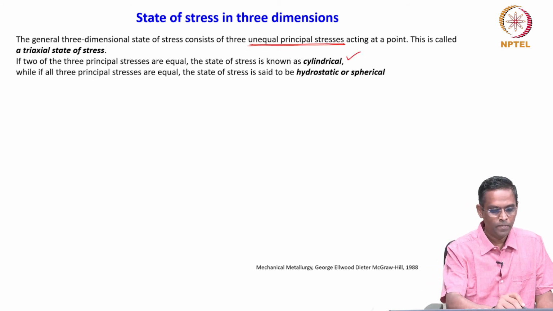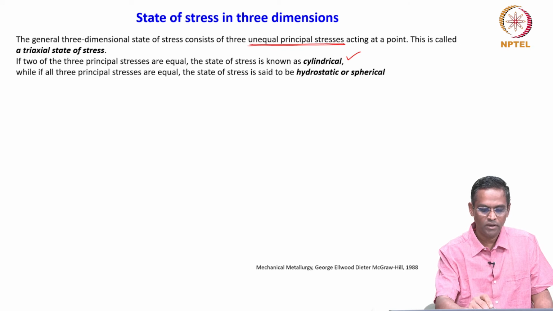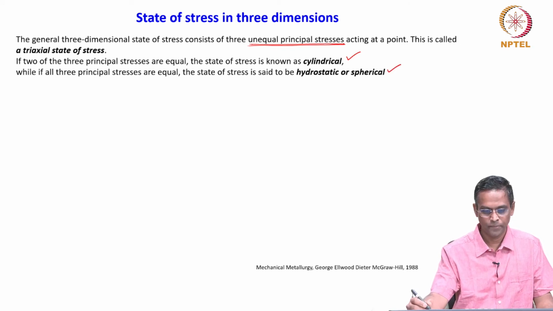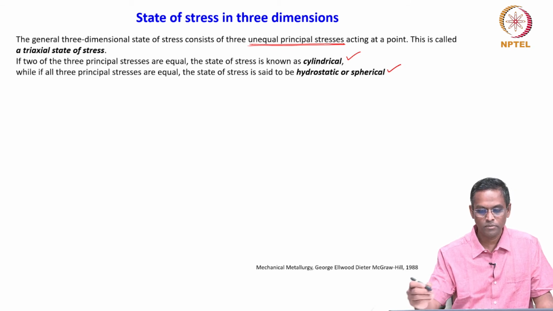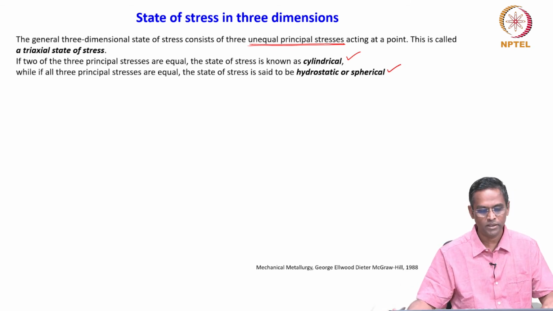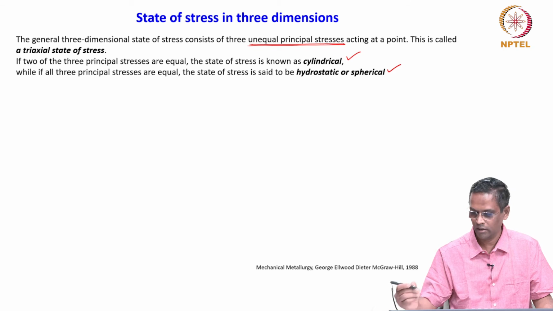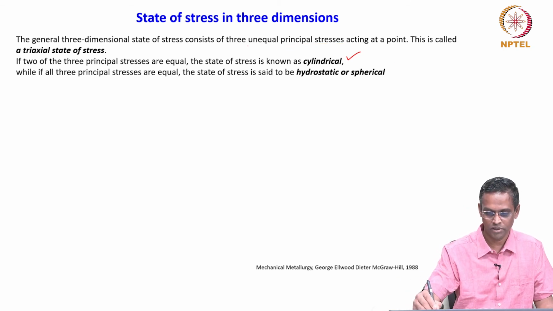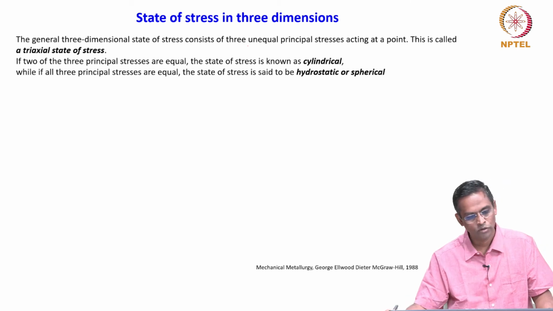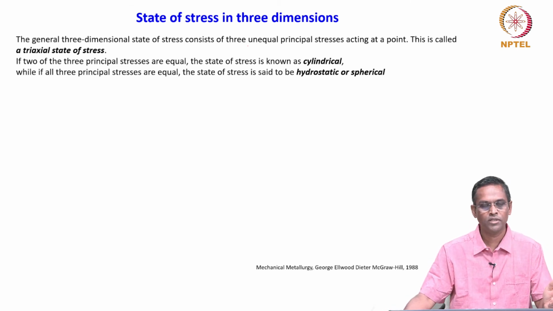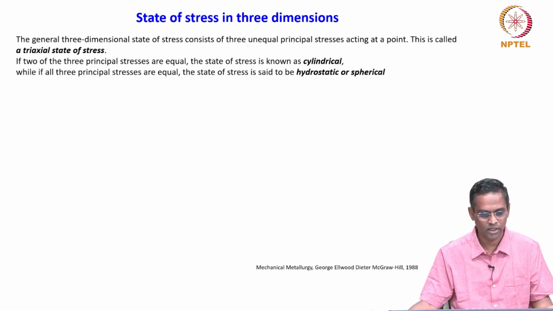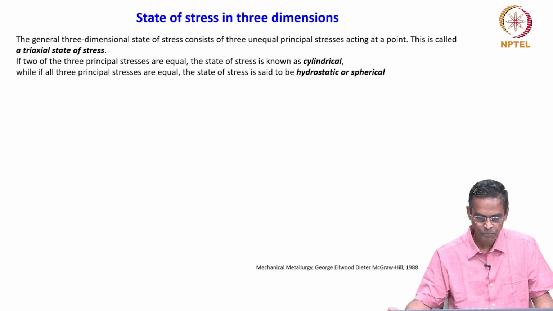And if all three principal stresses are equal, then the state of stress is said to be hydrostatic or spherical. So, these are very important and very basic terms, and you have to keep them in mind while describing the state of stress, especially in 3 dimensions. Okay. So, we now know the triaxial, cylindrical, and hydrostatic or spherical states of stress.